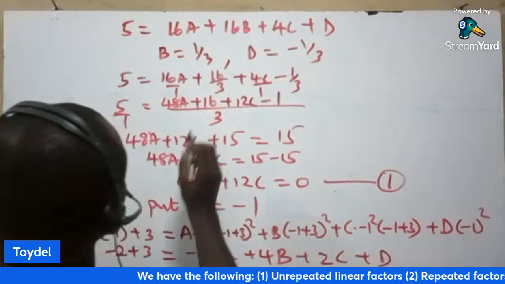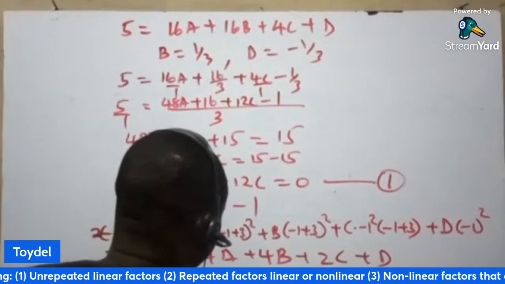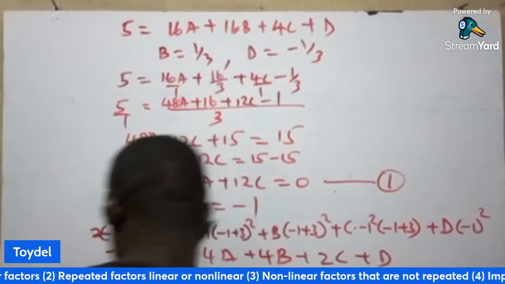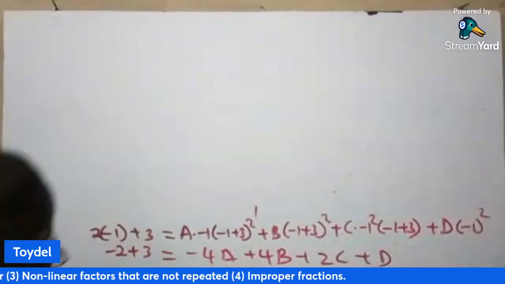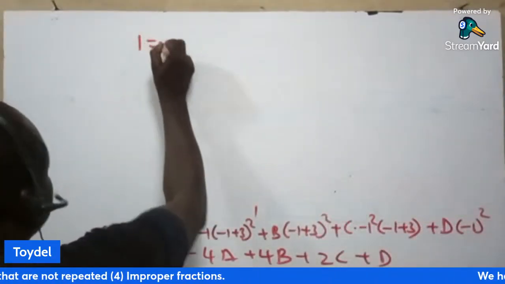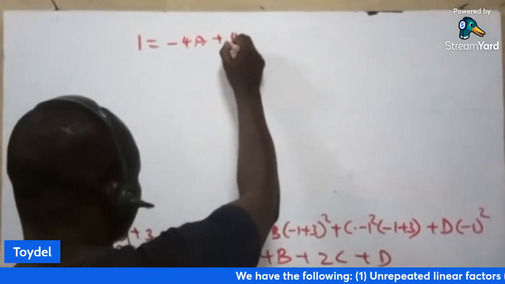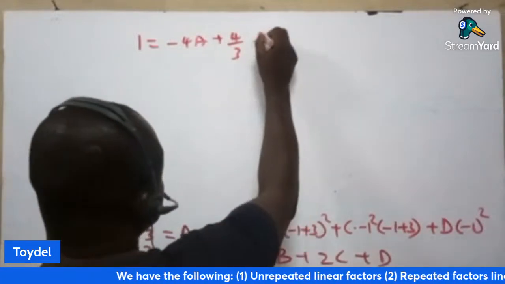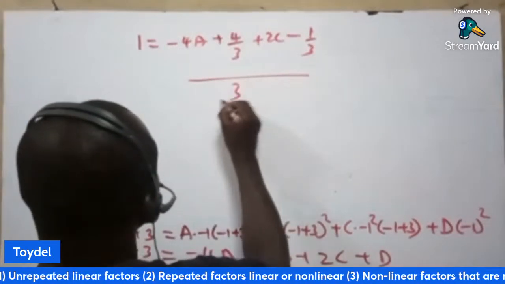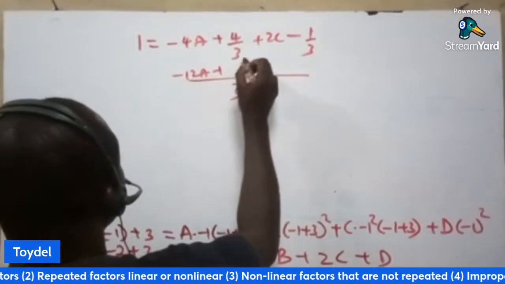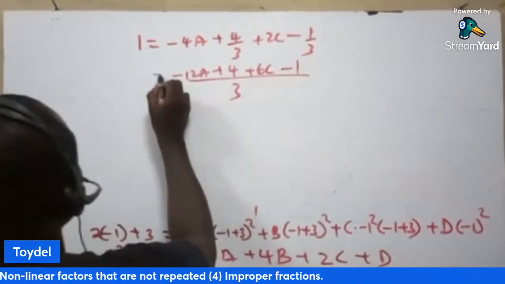So if you substitute for b, we know that b is equal to 1 all over 3 and d is equal to minus 1 all over 3. If we substitute the values there, we are going to get 1 equal to minus 4a plus 4 all over 3 for b, then plus 2c minus 1 all over 3. Let's find the LCM of the left hand side, which is 3. I'm going to have minus 12a plus 4 plus 6c minus 1 equal to 1.